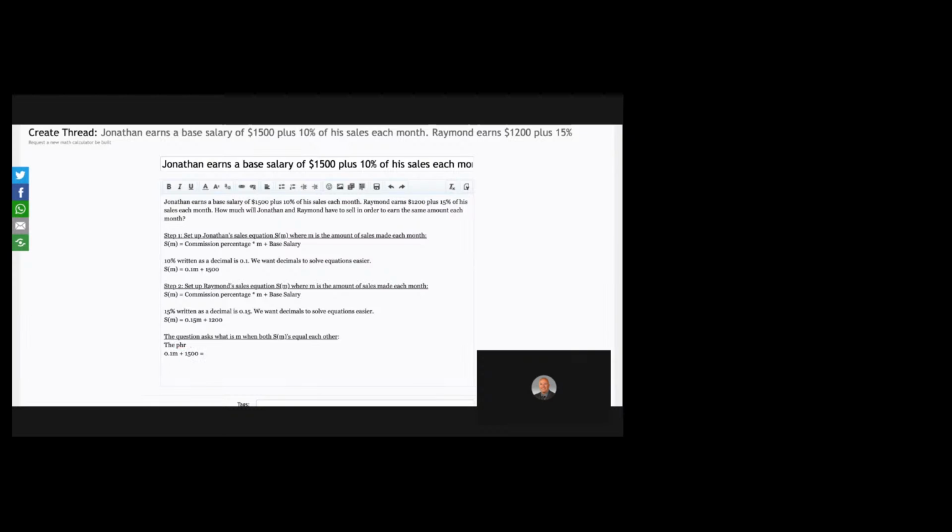The phrase earn same amount means we set Jonathan's and Raymond's sales equations equal to each other. We got this equal to this. We good there? Okay.